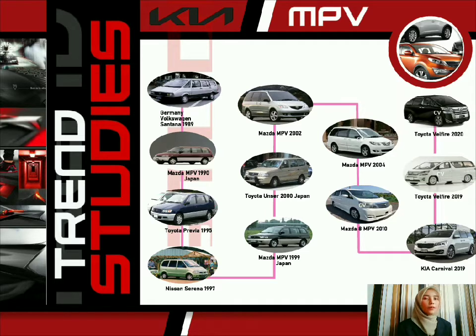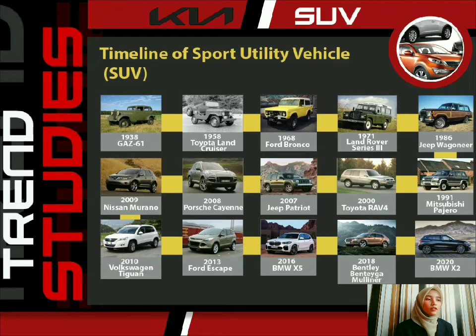The first MPV car that I researched is the German Volkswagen Santana 1989. Going year by year, I found that the latest version of the MPV is the Toyota Velfire 2020. The slide right here is a timeline of SUVs, the trend study of SUVs. The first SUV is the 1938 GAZ 61, and going year by year, I found that the latest version of the SUV is the 2020 BMW X2.